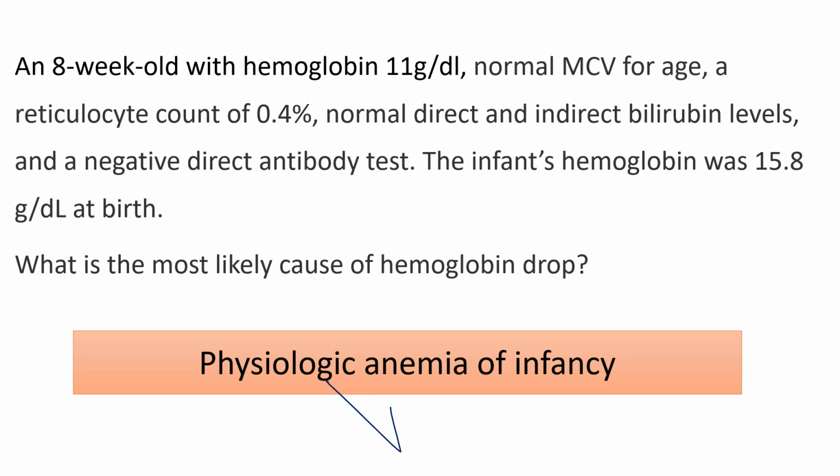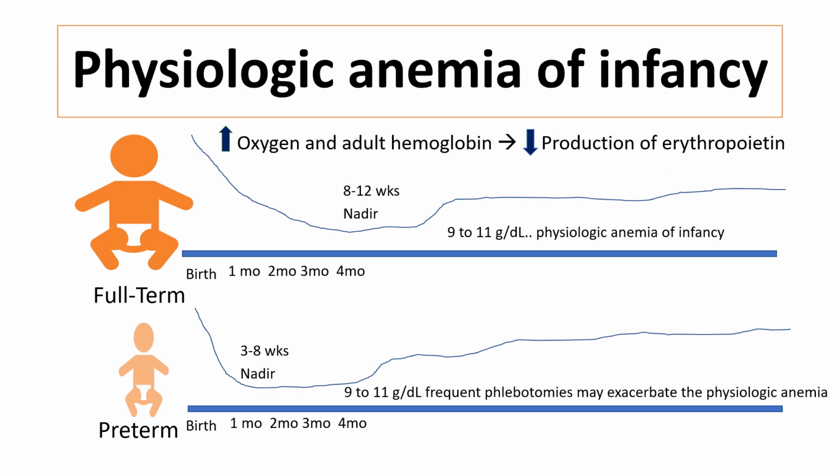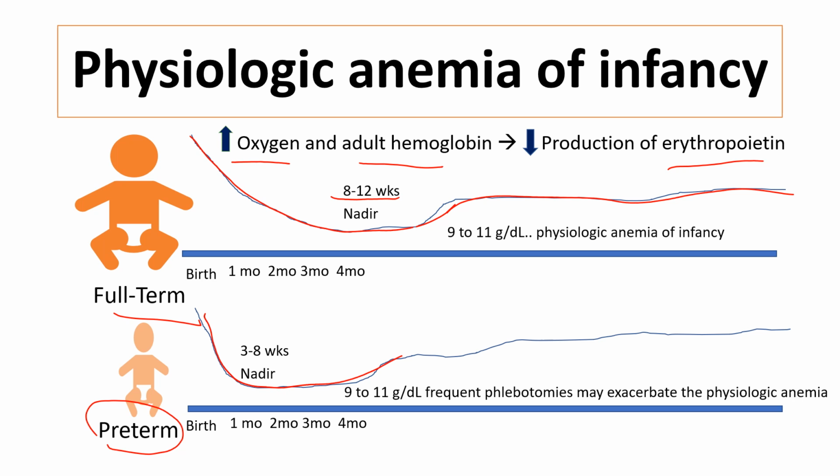Physiologic anemia of infancy. The explanation of physiologic anemia is increased oxygen and adult hemoglobin after birth. This will downregulate the erythropoietin and will lead to a decrease in hemoglobin level. The nadir is around 8 to 12 weeks of age. Then the hemoglobin starts to correct again later on in infancy. This is in full-term infancy. In preterm infants, the nadir is earlier, around 3 to 8 weeks of age, and is exacerbated more in preterm infancy because of frequent phlebotomies and frequent testing.